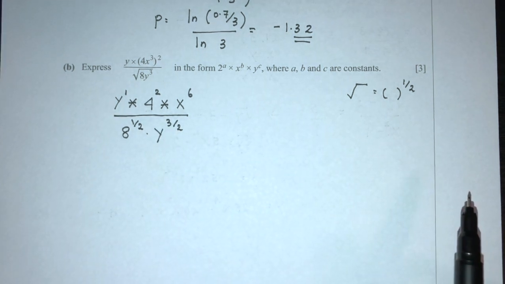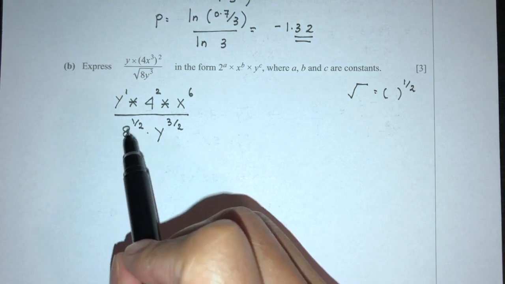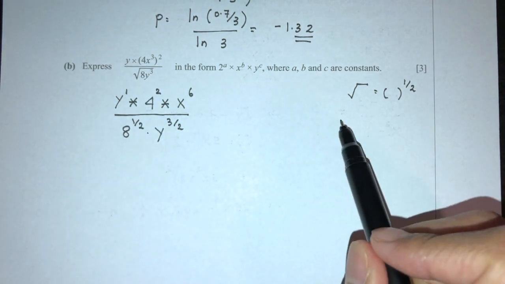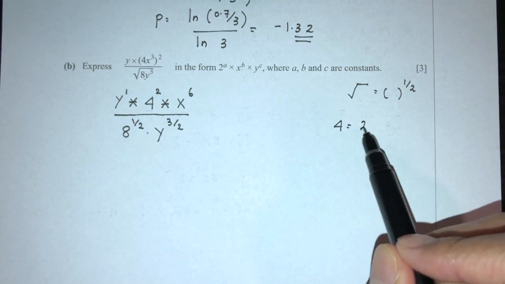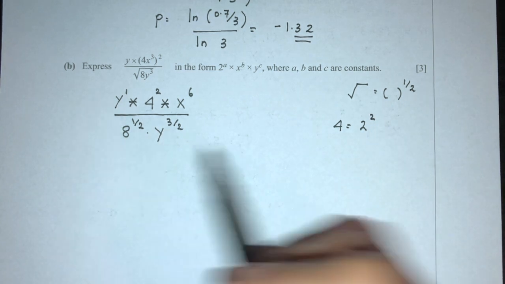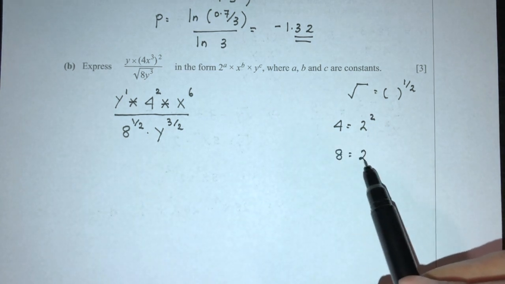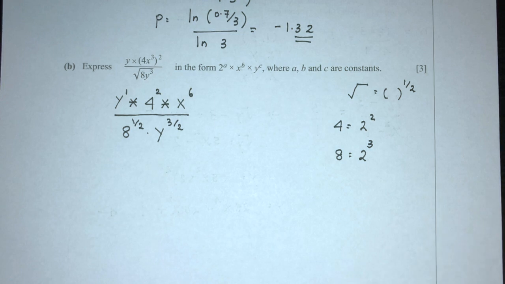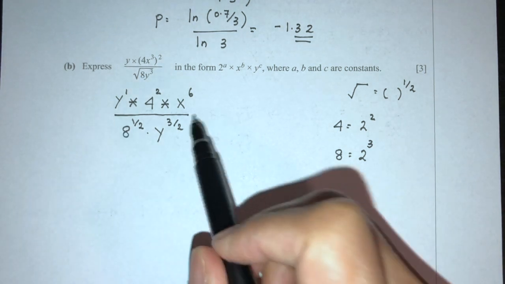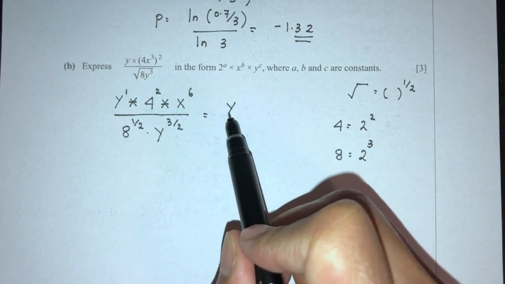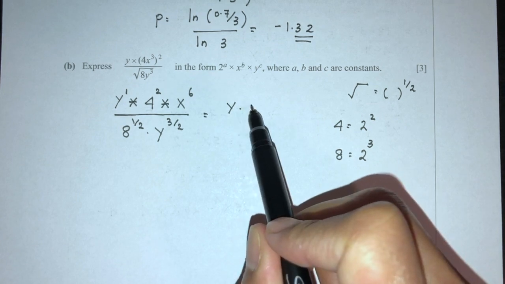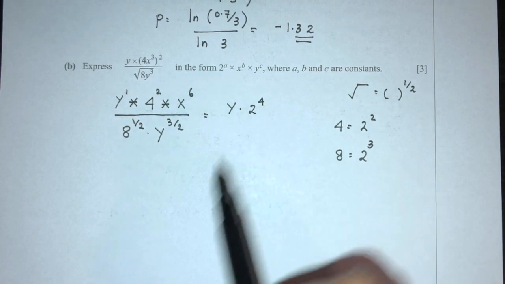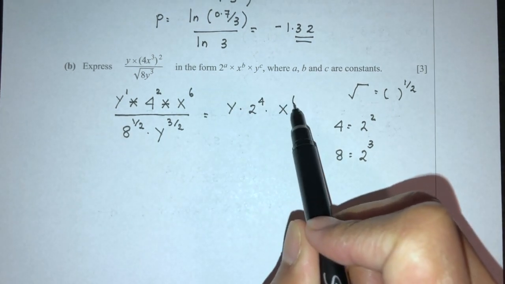Now we can simplify one by one. So first thing first, let's simplify these two. So what is 4 again? 4 is 2 power 2. What is 8? 8 is 2 power 3. Okay, now we can rewrite this. You will have y here times 2 power 4, right? And then x power 6.